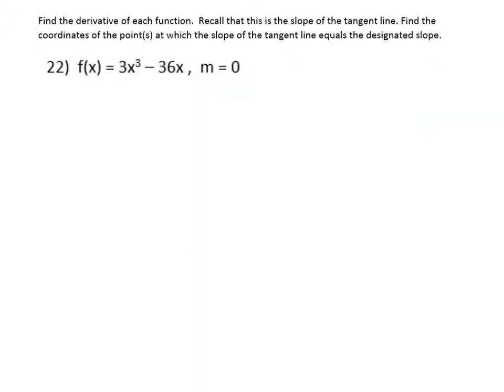Last example. This says find the derivative of each function. Recall that this is the slope of the tangent line. Find the coordinates of the point at which the slope of the tangent line equals the designated slope. So in this particular example, we want the designated slope to be 0. All right, let's go ahead and use our power rule to find the derivative. Exponent times coefficient. X is now to the squared. Exponent times coefficient, and then x is now to the 0, so it's not there. This is the derivative.